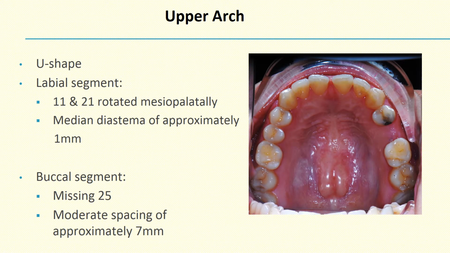While for the upper arch, it is also U-shaped. For the labial segment, 1.1 and 2.1 are rotated mesiopalatally, and there is a median diastema of approximately 1 mm. While for the buccal segment, there is a missing 2.5, so I would say that there is a moderate spacing of approximately 7 mm.